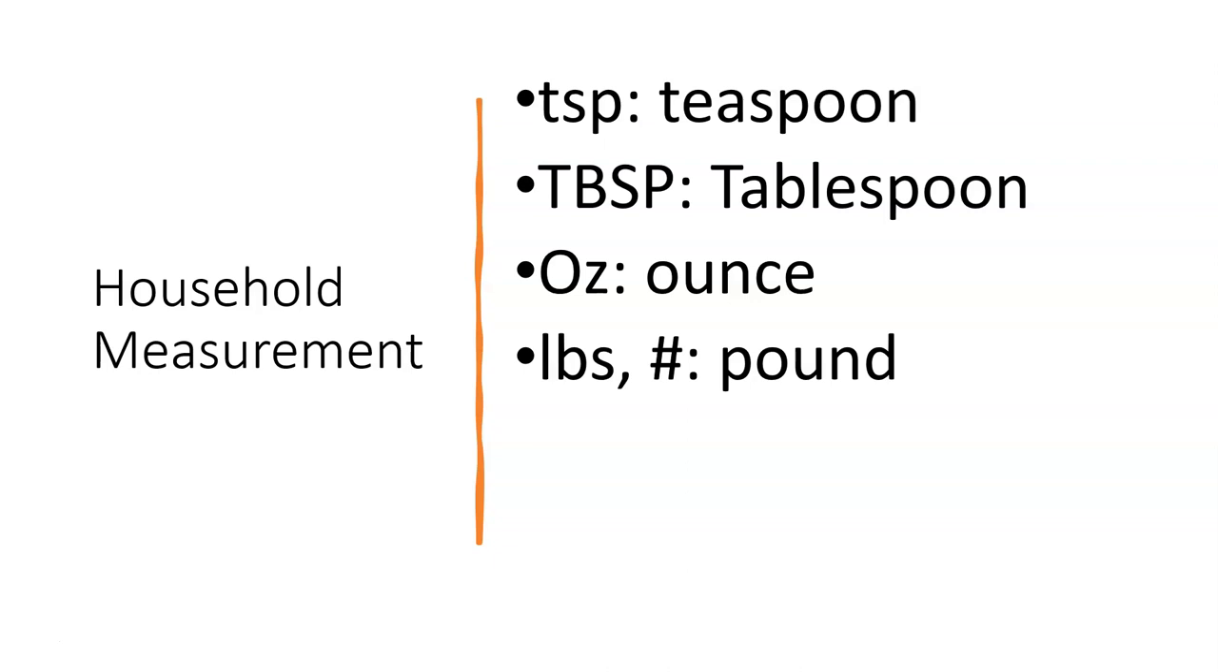But TSP means teaspoon, where TBSP or capital T would be tablespoon. Ounce is usually abbreviated OZ. Sometimes it says FL OZ if it's a fluid ounce. This ounce would be a weight, like there's 16 ounces to a pound. Now pound, LBS, or the pound sign, that signifies pound. Most patients know their weight in pounds. They don't know it in kilograms. So we'd have to do a conversion.